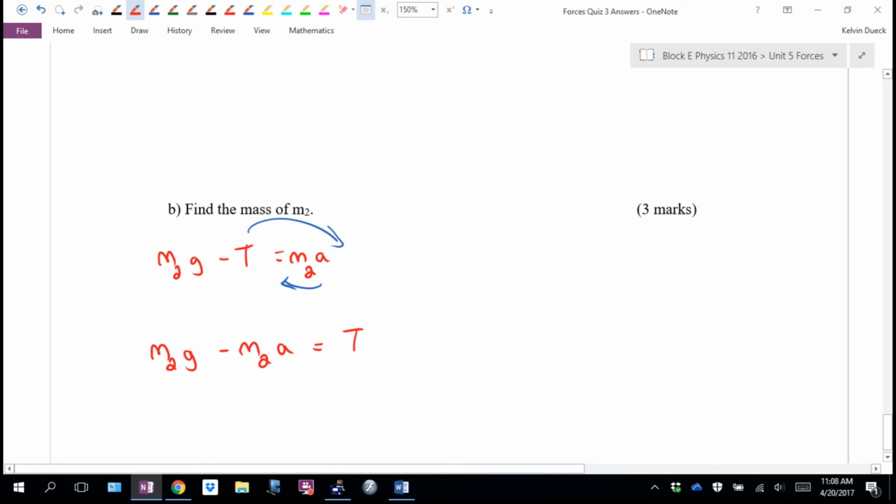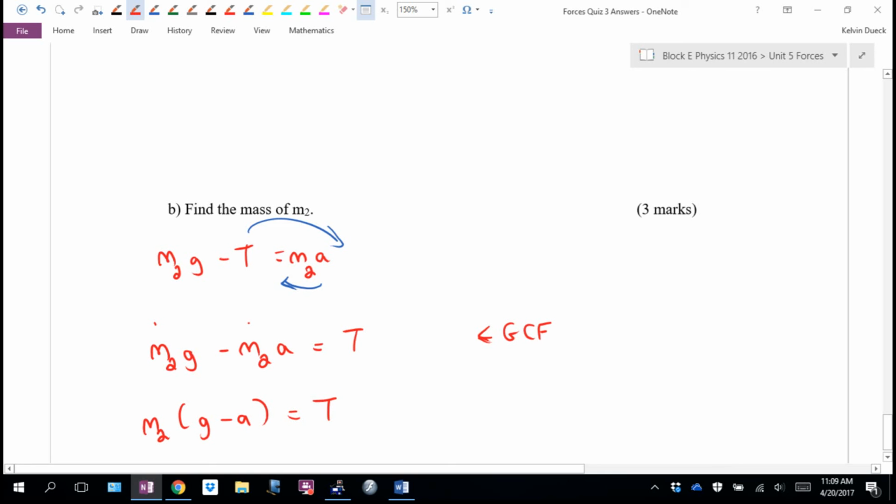How many M2s do I have? How many would I prefer? You know what would be really cool? It'd be really cool if there was a grade 9 mathematical operation that I could pull out of my back pocket and somehow change this from 2 M2s into a single solitary 1 M2. Is there one? No! What? Really? I can now factor out a greatest common factor. There's an M2 in everything. And I'll get M2 bracket G minus A equals tension.